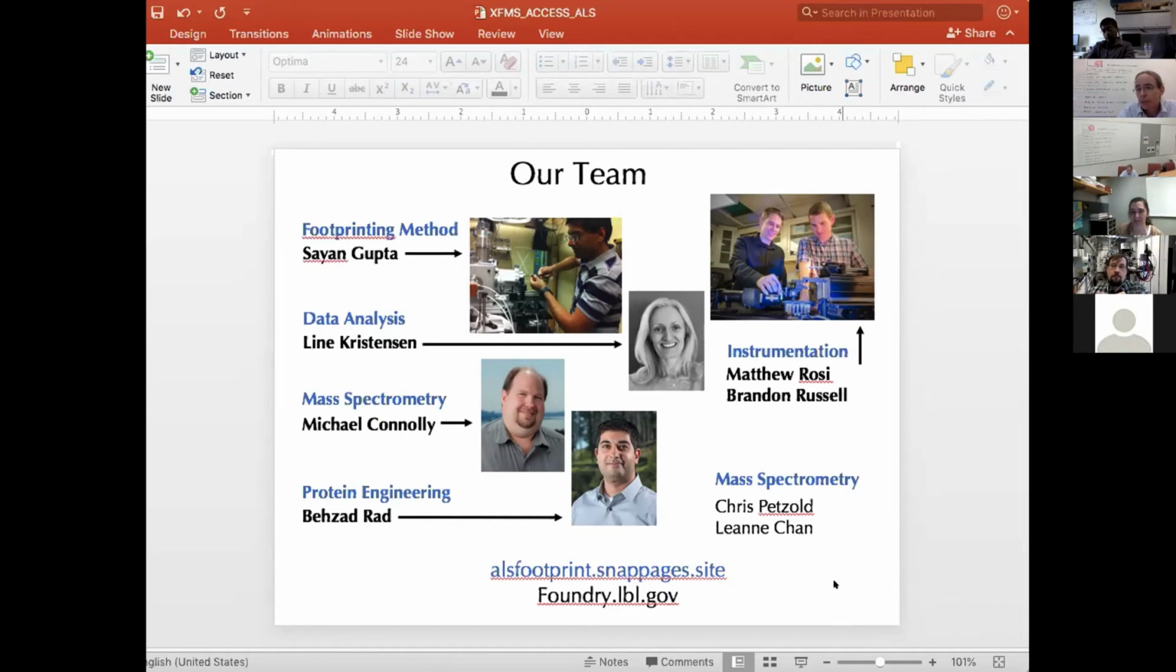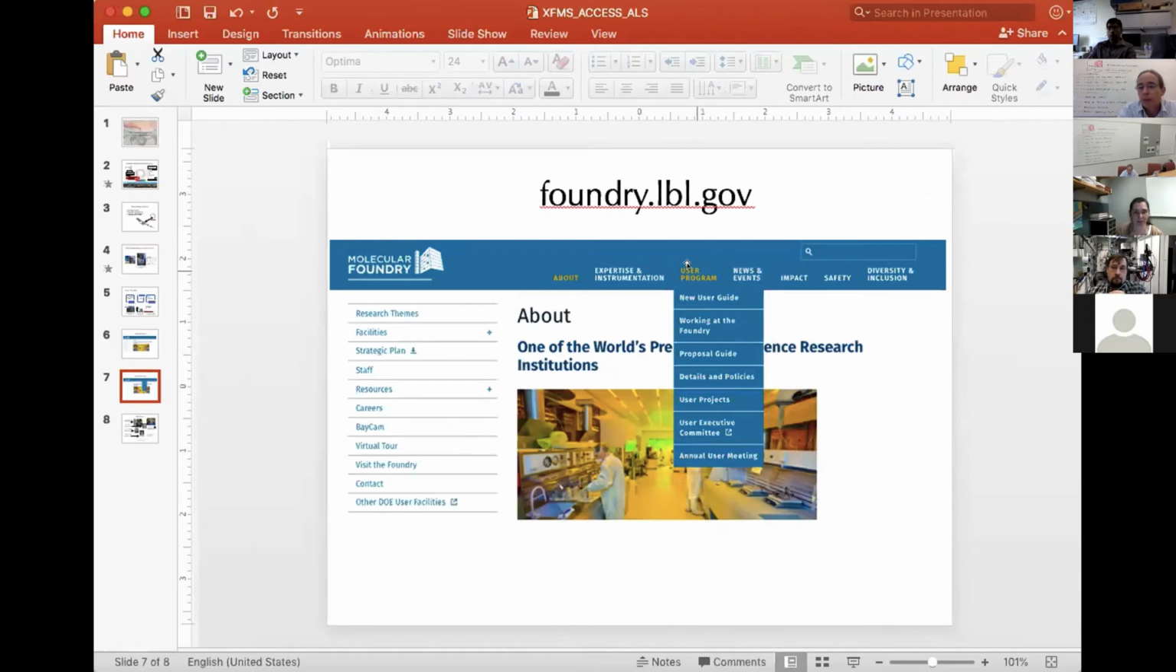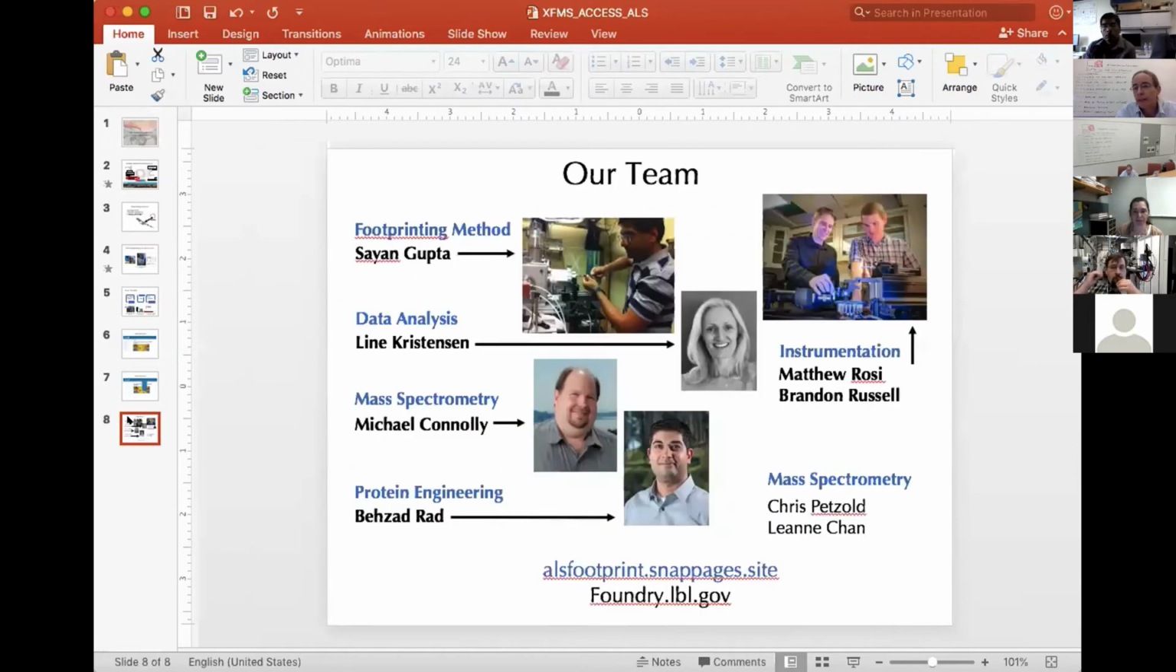To do a footprinting experiment at Berkeley Lab, the best thing to do is to go through the Molecular Foundry website. If you go to foundry.lbl.gov, you can go to their user program and read the user guide on how to submit a proposal. You can send in a proposal for X-ray footprinting, and we have an agreement between the Foundry and the ALS, so you don't need to send in two separate proposals. You can just send in one, and we'll work with you on getting a footprinting experiment up and going.